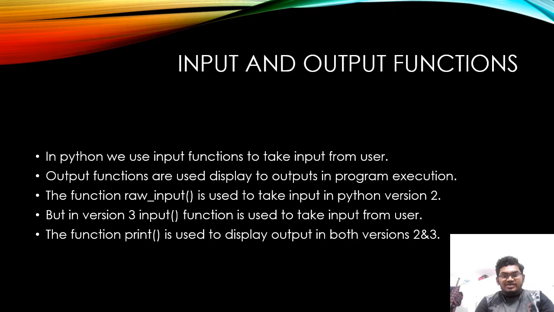Input and output functions. In Python we have input and output functions. We use input functions to take input from the user and output functions to display outputs in program execution. We have the raw_input function in version 2. It is used to take input, but in version 3 the input function is used to take input from the user, but print is used to display output in both version 2 and 3.